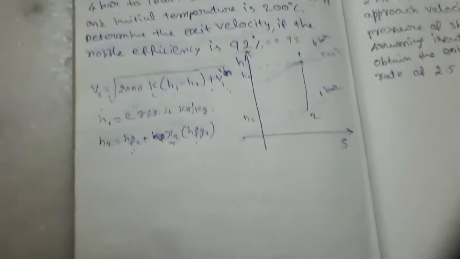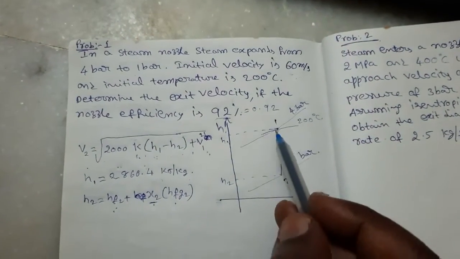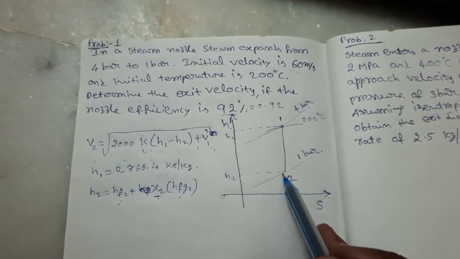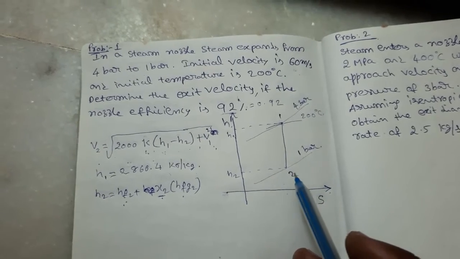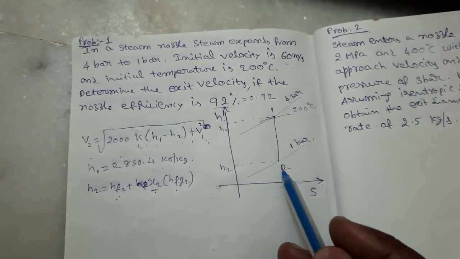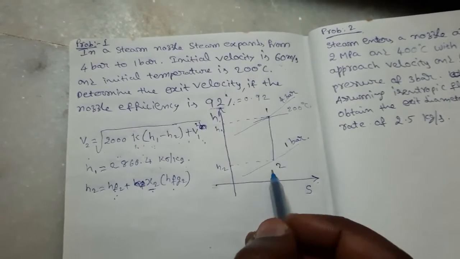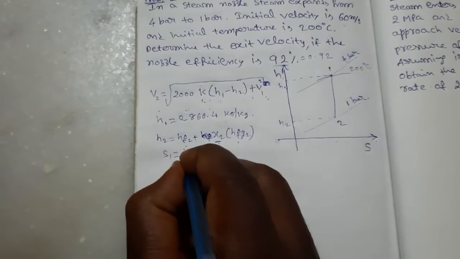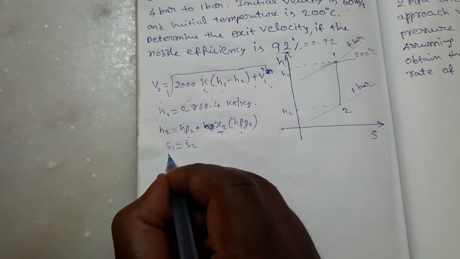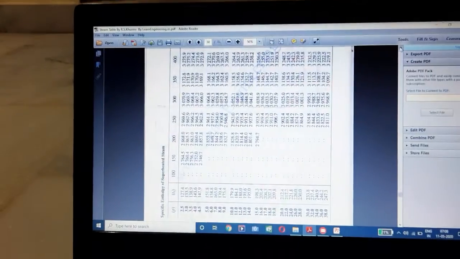For calculating X2, let us see the HS diagram. Here entropy at 1 equals entropy at 2. By equating the entropy at 1 and entropy at 2, we can calculate the enthalpy at 2 and the dryness fraction at 2. So for that we equate S1 equals S2. S1 we can directly get from the steam table at 4 bar pressure. Let us go to the steam table.